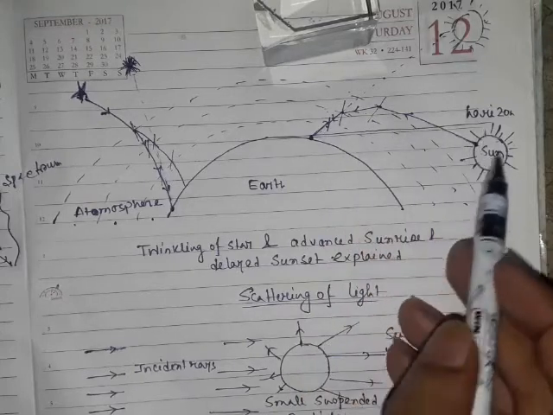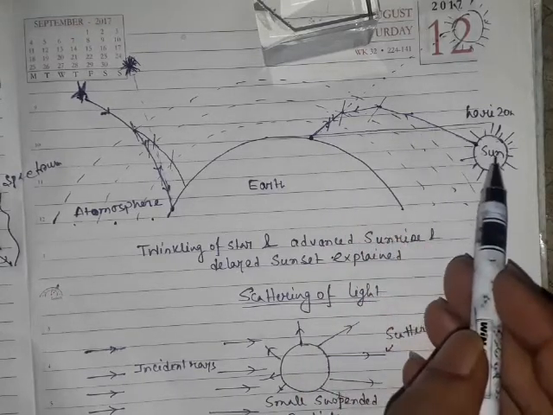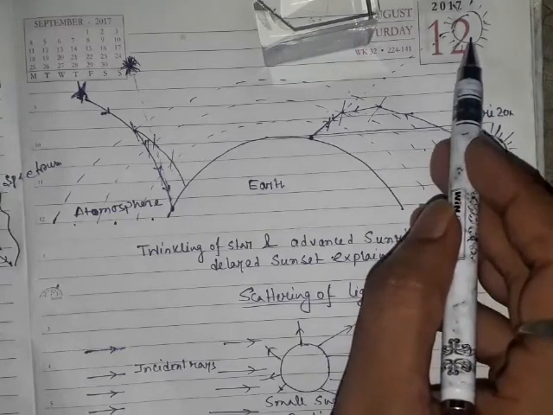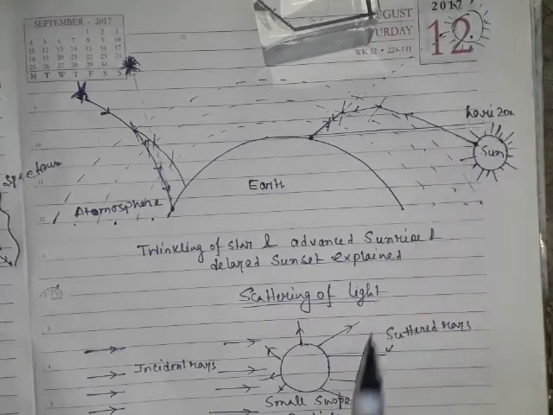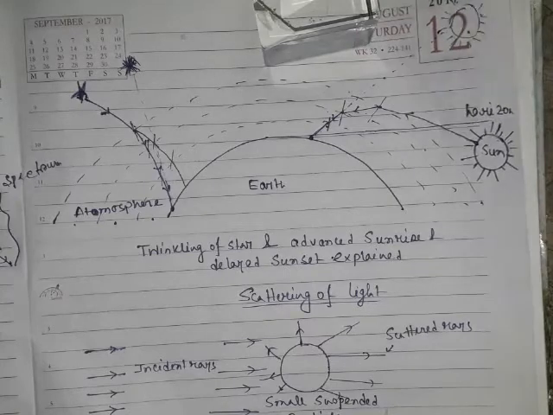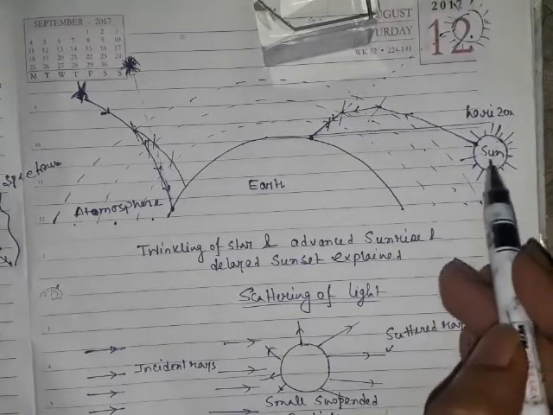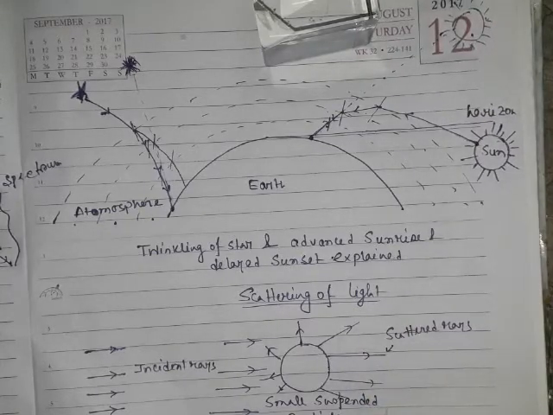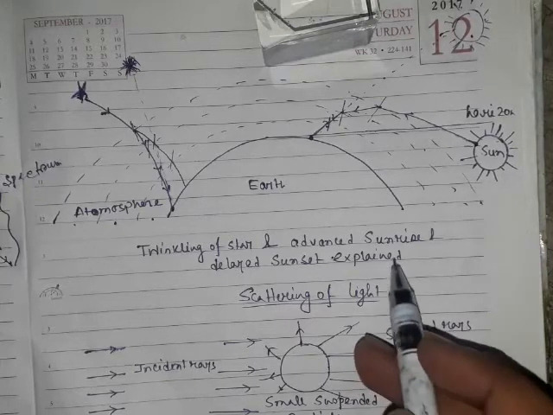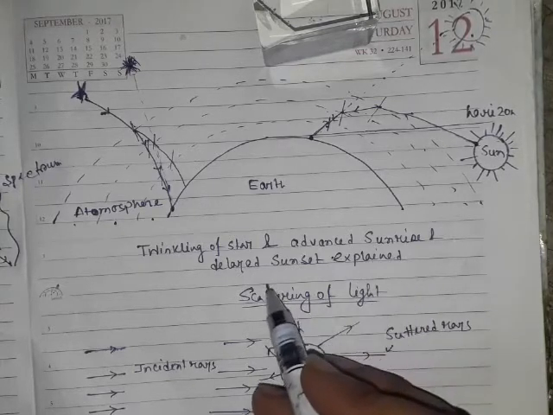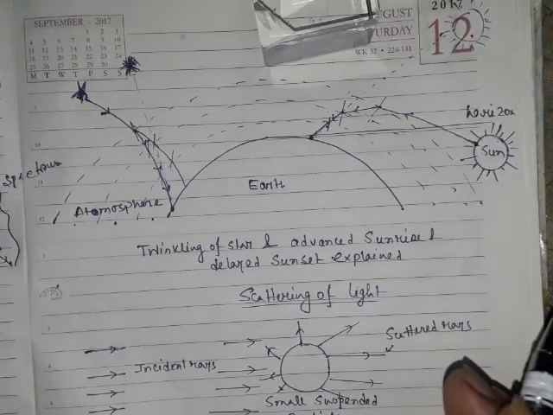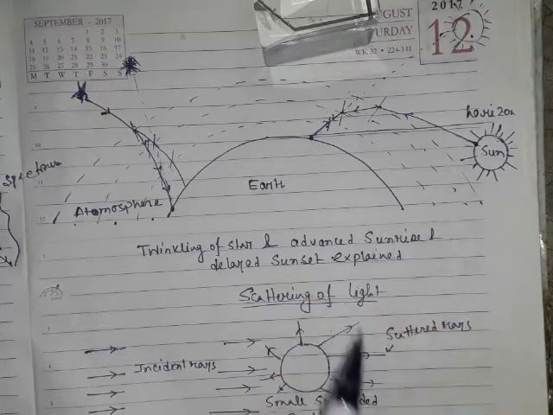So for you that will be a sunrise, or that will not be a sunset for you, but still the sun is below the horizon. Okay, so this is the advanced sunrise or delayed sunset that I have explained here, that is mainly due to atmospheric refraction.